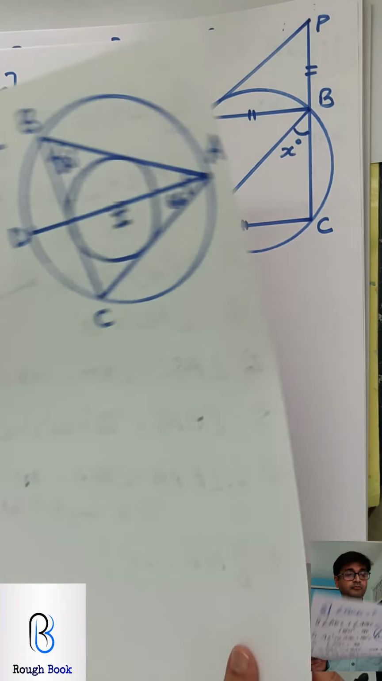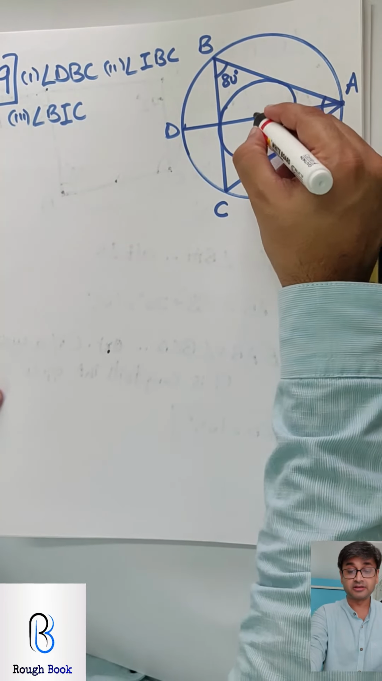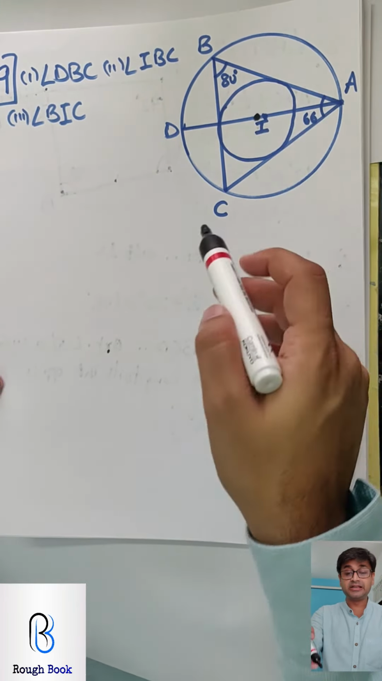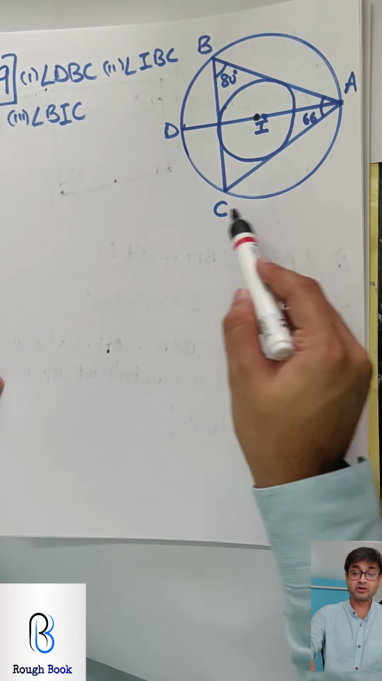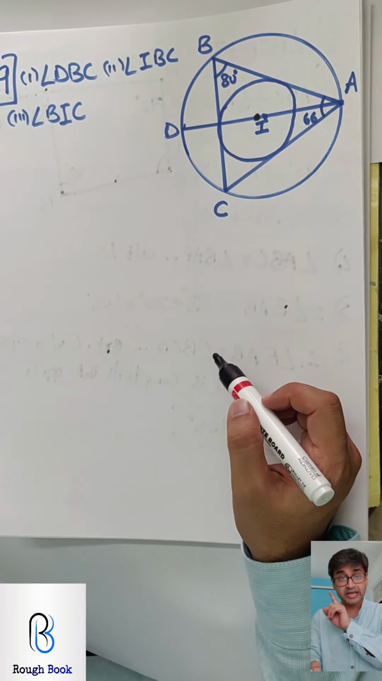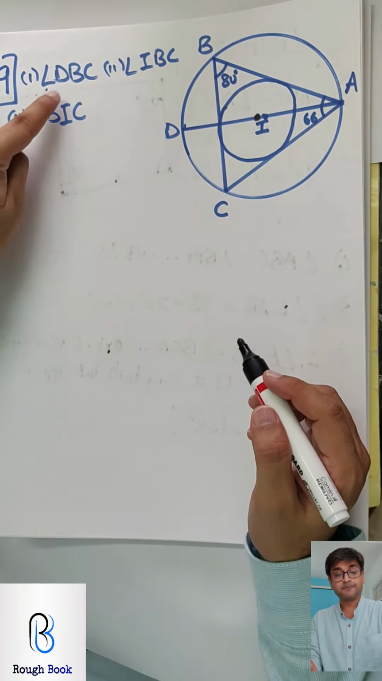Sum number 9. 9 is a good question, a deceiving question. We've done this type before. I is the incenter. Incenter means the center of the circle inside, not the center of this big circle. So don't use any properties for the center of the big circle.